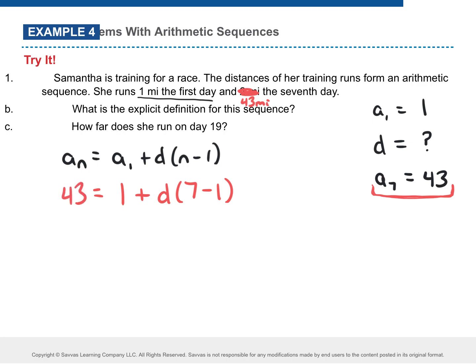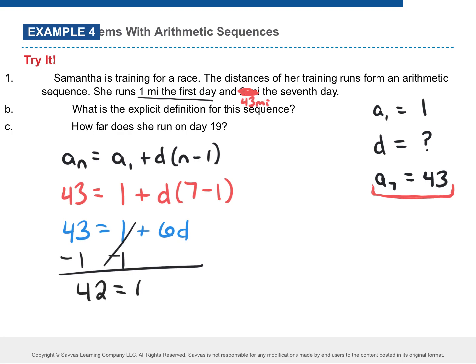This just turned into an algebra problem for you that we can solve. Okay, but to be careful, we have to follow order of operations. So what do we have to do first? Parentheses, what's 7 minus 1? 6. Yep, so this just turned into 6D. How do I get D by itself? How do I solve? Subtract 1. Yeah, we need to subtract 1 first. Good. So I get 42 equals 6D.